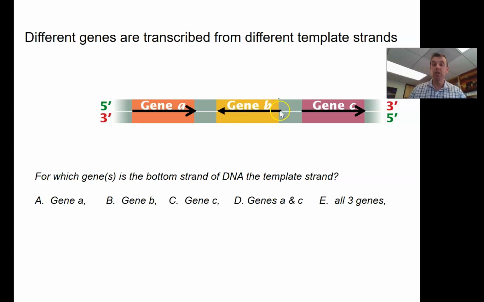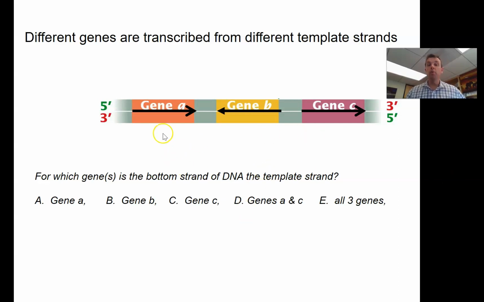Gene B actually starts, the promoter would be over here on the right, and the termination on the left, so gene B would go right to left. And then gene C, back with the promoter on the left, termination on the right, would go left to right. Right. So with this in mind, for which of these genes, gene A, B, or C, is the bottom strand the template strand?